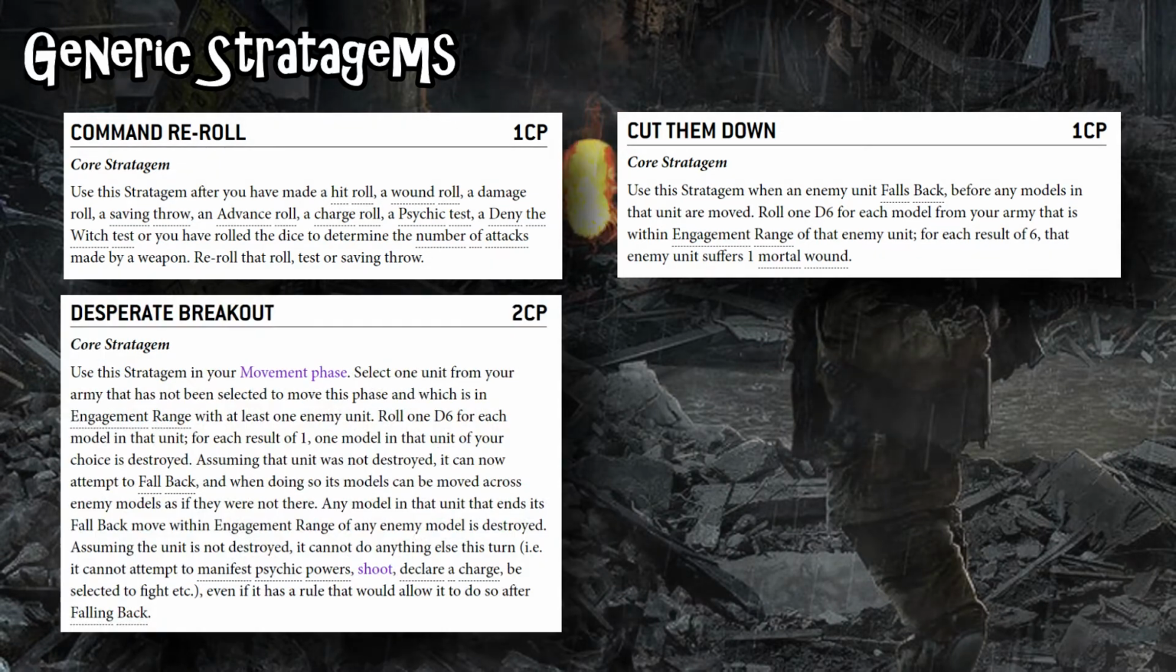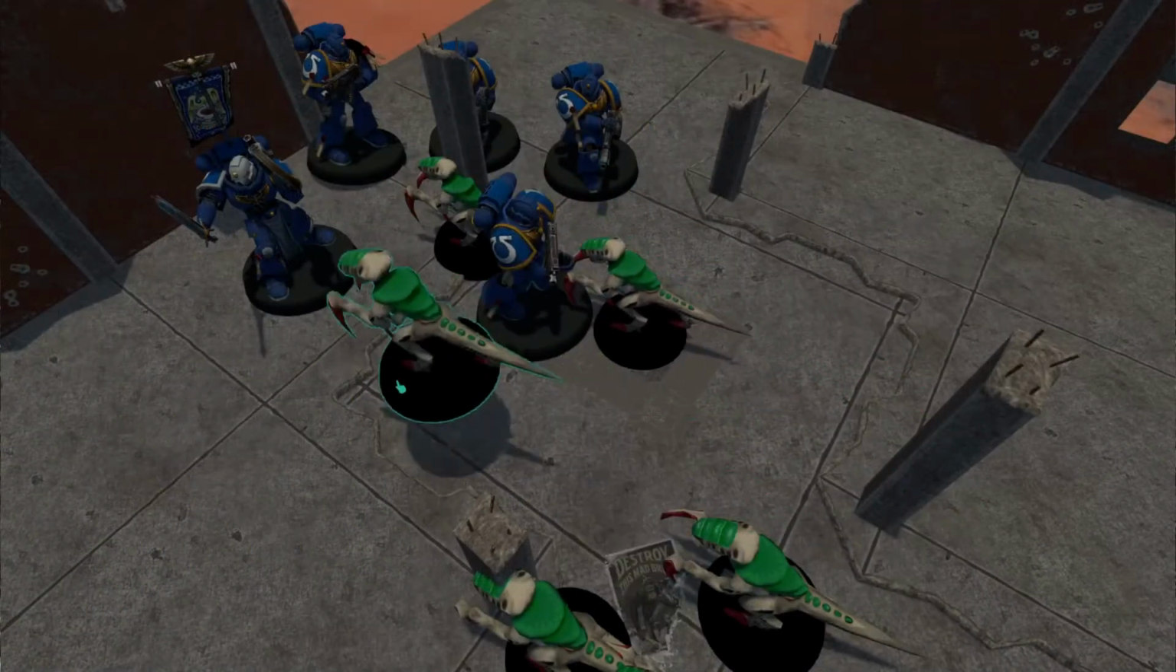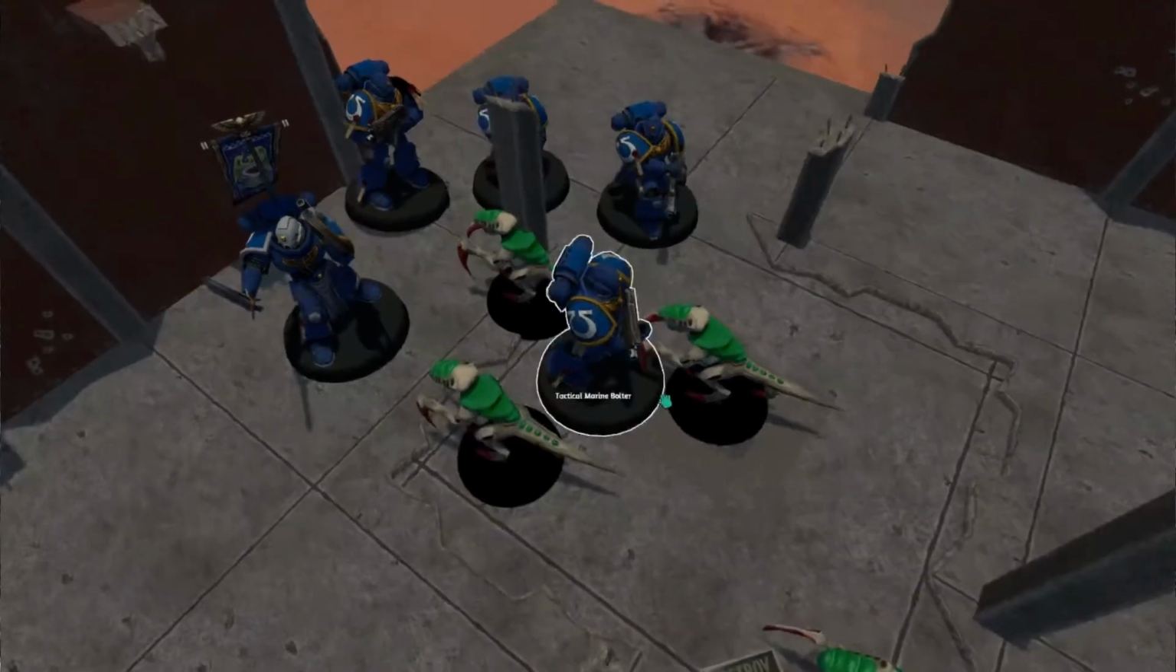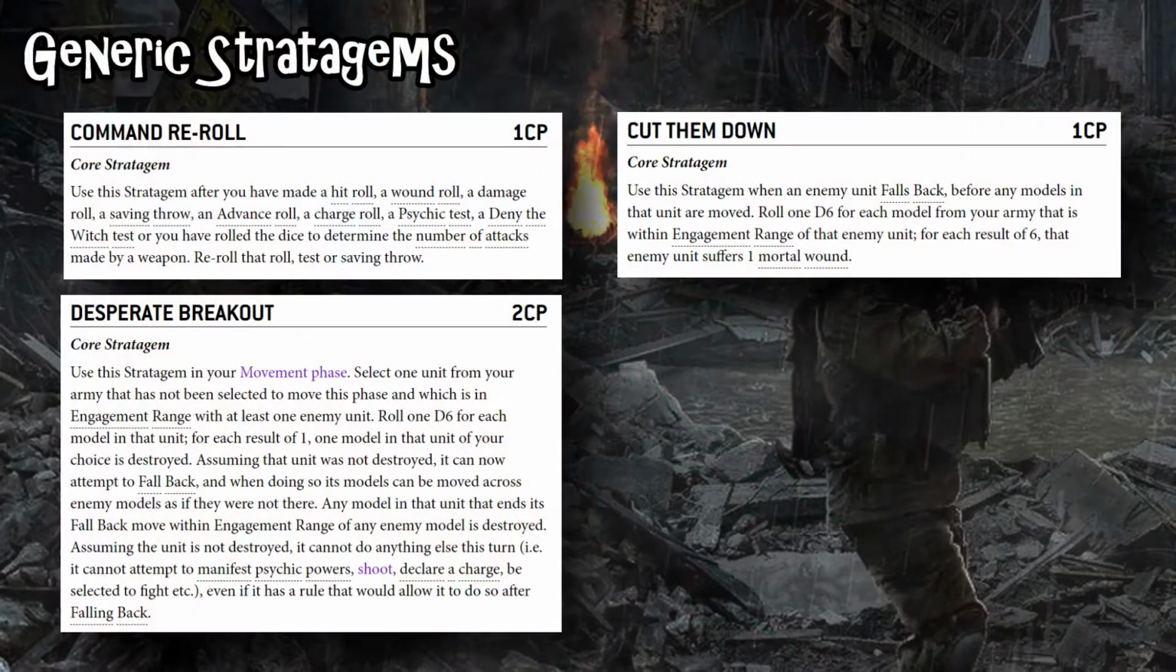Desperate Breakout is a very important one, however. You use it when a unit moves in the movement phase that is in engagement range of an enemy unit. It allows them to fall back even through enemy models. So if the situation that came up in the previous video where a Space Marine was pinned in place by enemy models and couldn't fall back, you could use the Desperate Breakout stratagem to allow him to essentially climb over the models surrounding him. The downside is that you roll a d6 for each model in the unit, and on a roll of 1, that model is dead. If you then fall back and can't move the entire unit out of engagement range of any enemy models, any models that remain in engagement range are immediately destroyed.